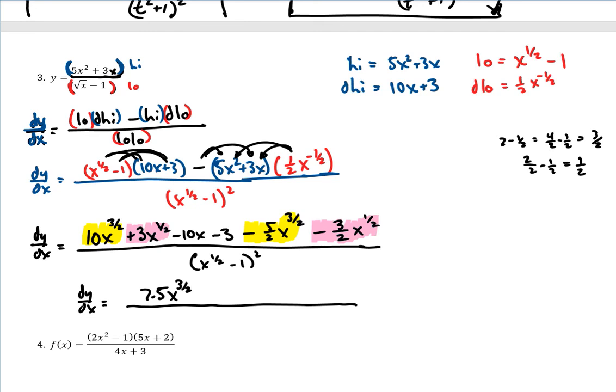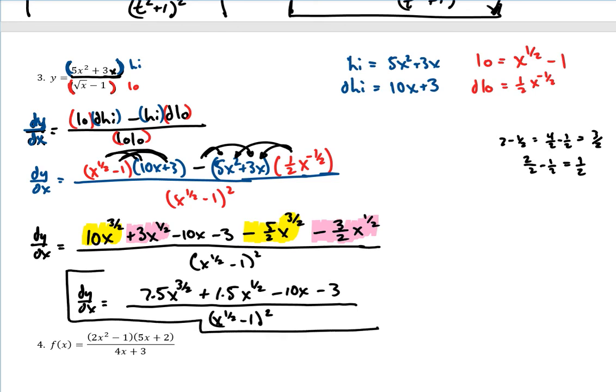Okay, and then in the pink, I have the positive 3 minus 3 halves. Well, 3 halves is 1.5. So 3 minus 1.5 would be 1.5. And then x to the 1 half power is still attached. And then we still have minus 10x and then minus 3. All over this denominator, x to the 1 half minus 1 squared. Okay, and then that's it. So we got it.